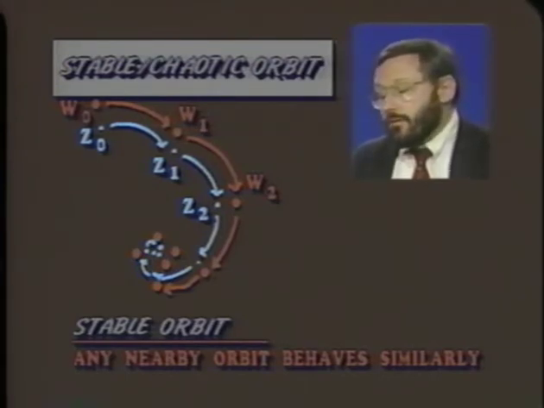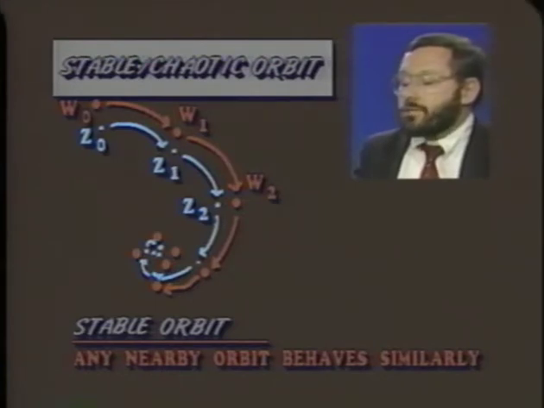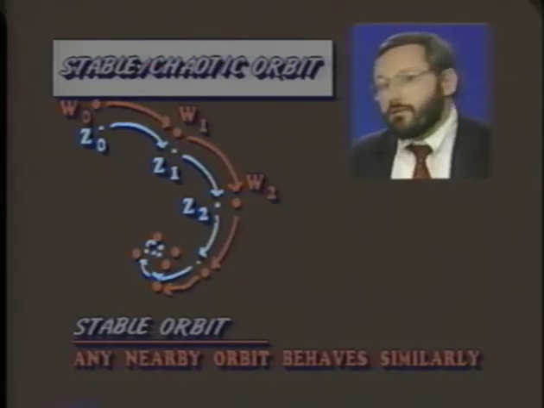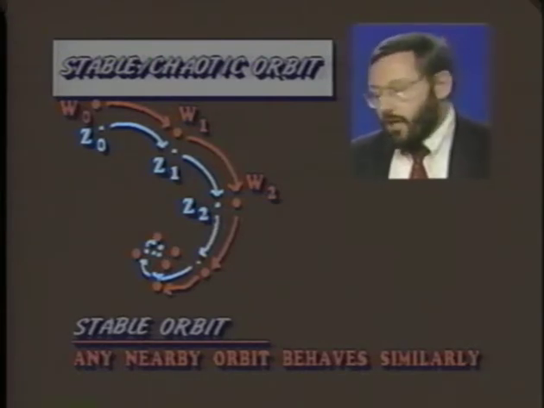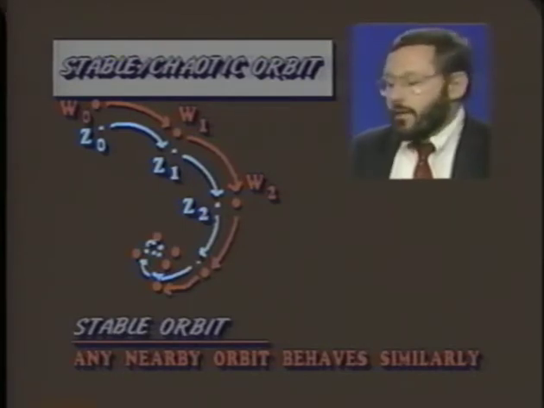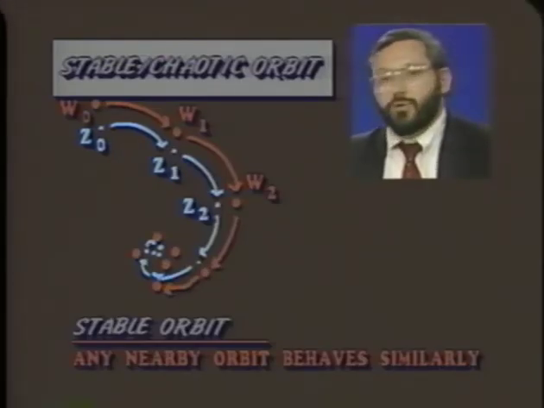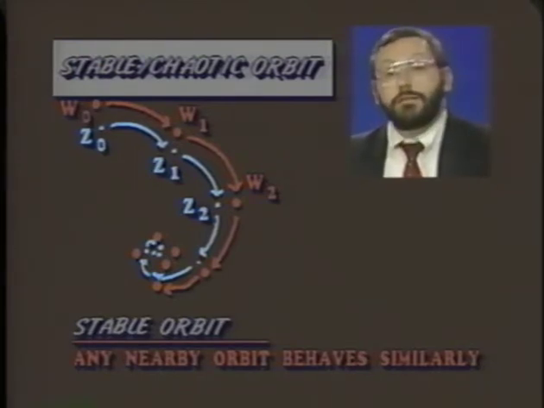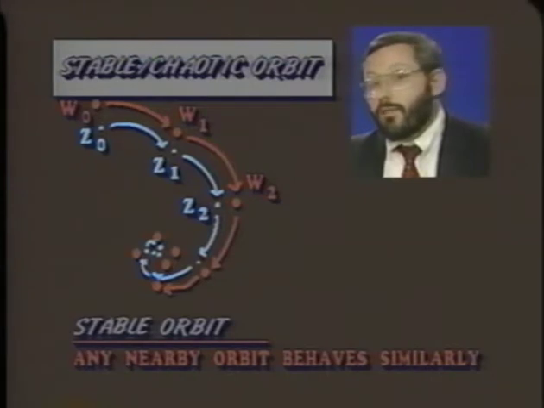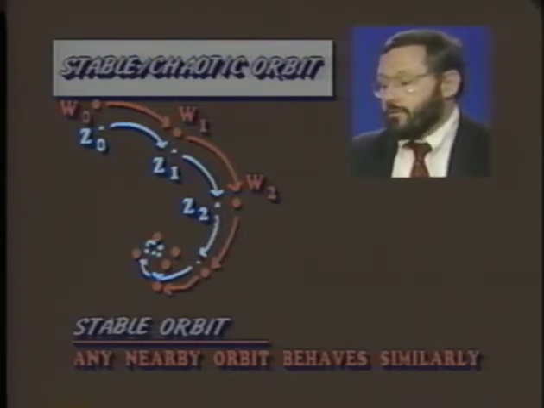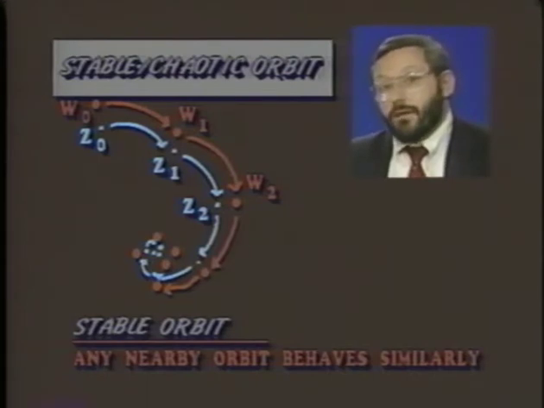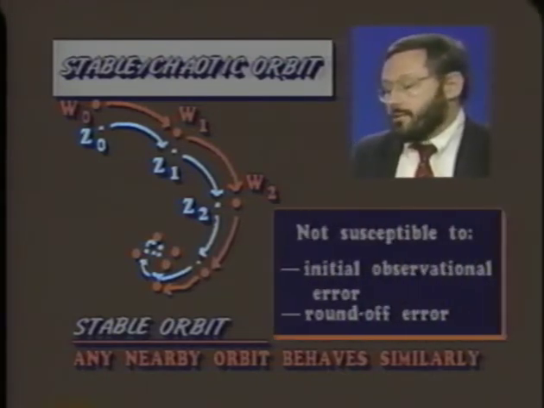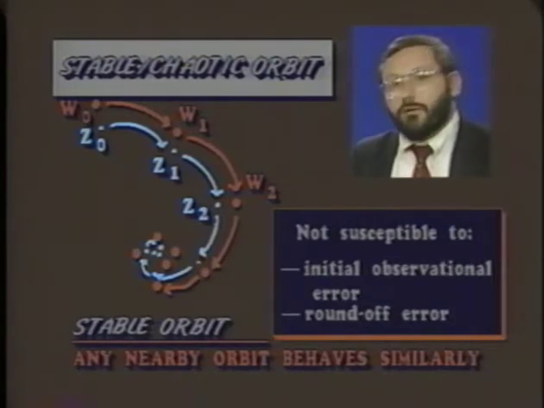Why are these the good orbits? Well, for one thing, if your dynamical system comes from some physical system, meteorology, the economy, whatever, then whenever you try to measure exactly where you are in that system, whenever you try to measure the initial point z0, you're always going to make a mistake. You're always going to be off by a little bit. For example, you might be at the point w0. If your orbit is stable, that doesn't matter. When we iterate the orbit of w0, essentially the same thing happens. So orbits which are stable are not susceptible to initial observational error.